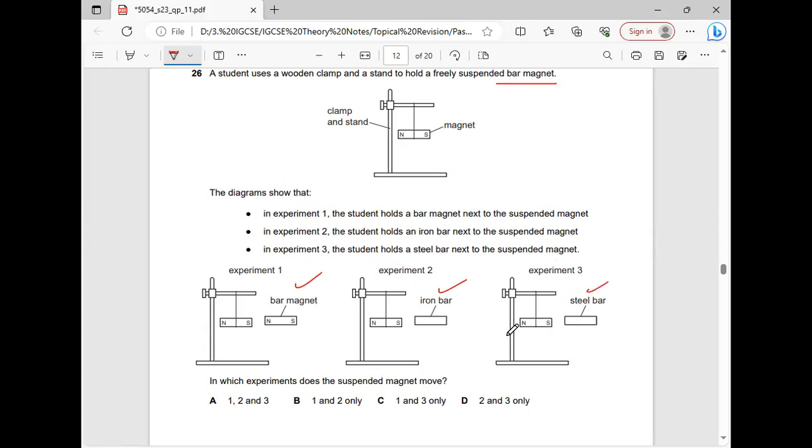So now there are two bar magnets, one iron bar and one steel bar. Now what is being asked: in which experiment does the suspended magnet move? Obviously, they will attract each other. It will move due to induced magnetism. Magnetism will induce north and south poles, and they will attract each other. The steel bar too will move, due to induced magnetism. So 1, 2, and 3. Which option is correct? Option A is the correct answer.